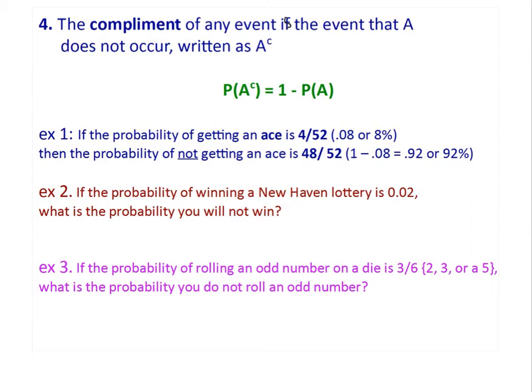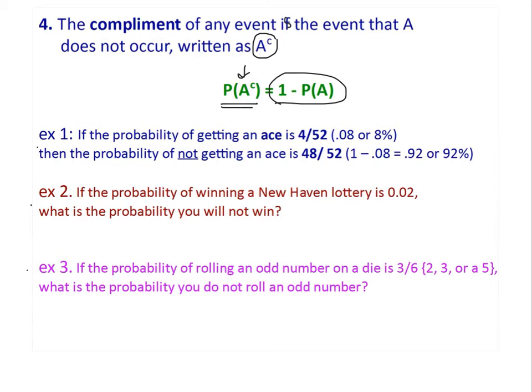The complement of any event is the event that A does not occur, which we write as A with a little exponent of a C. So the complement just means it doesn't happen. You can think back to geometry when we had complementary angles. The probability of the complement is 1 minus the probability of the actual event.